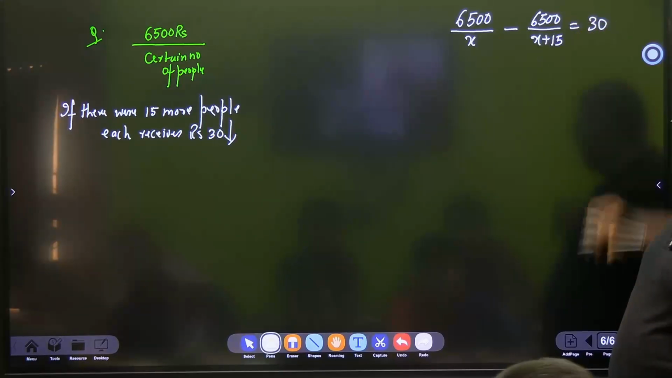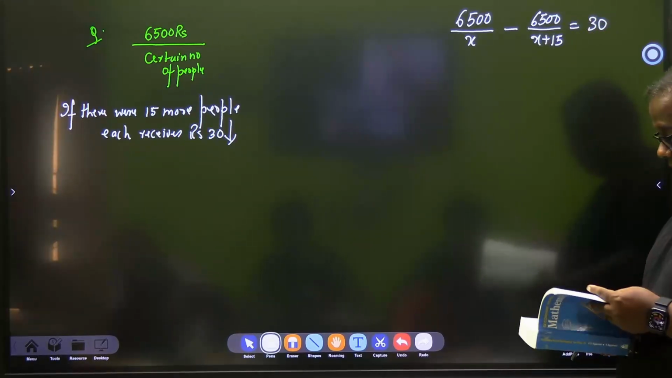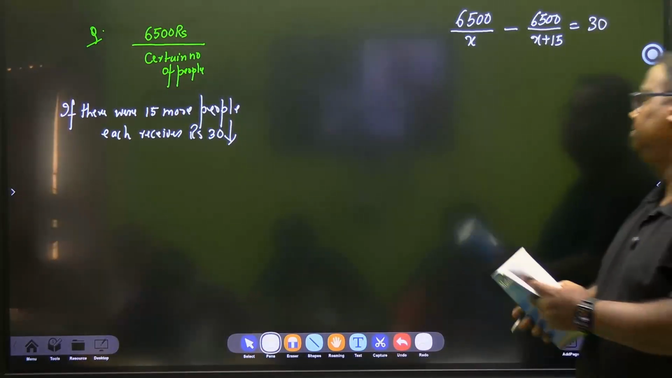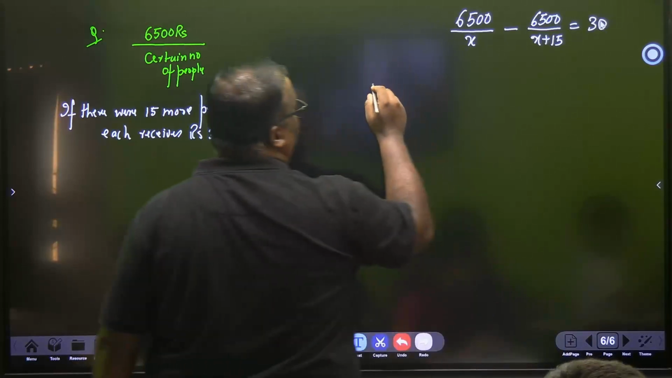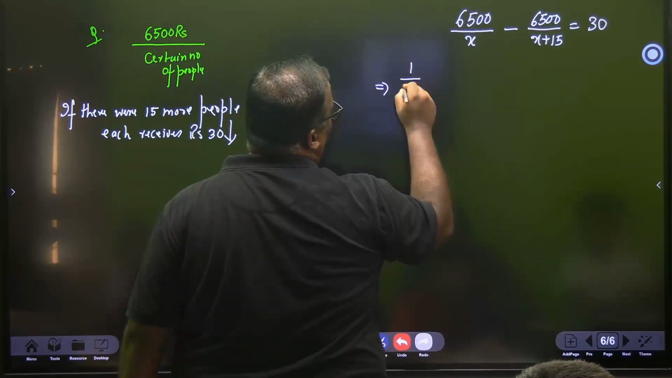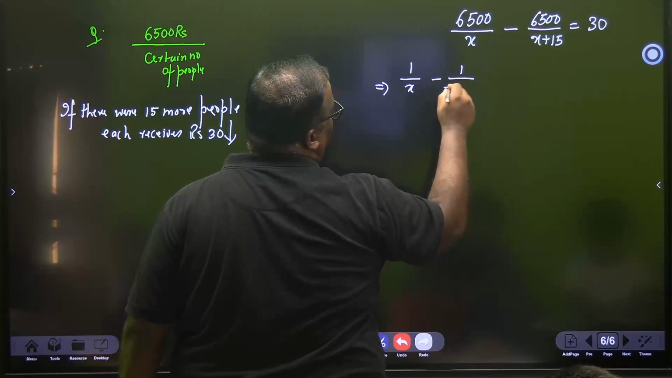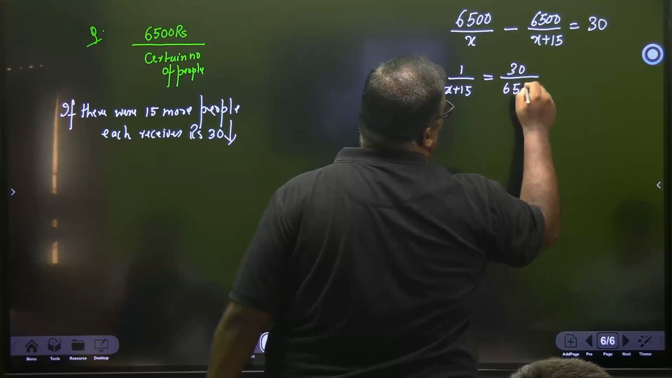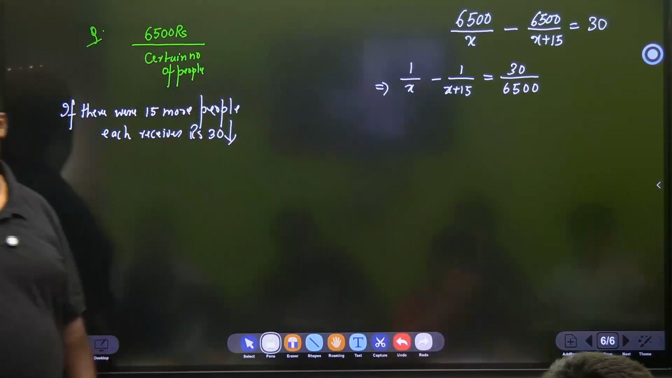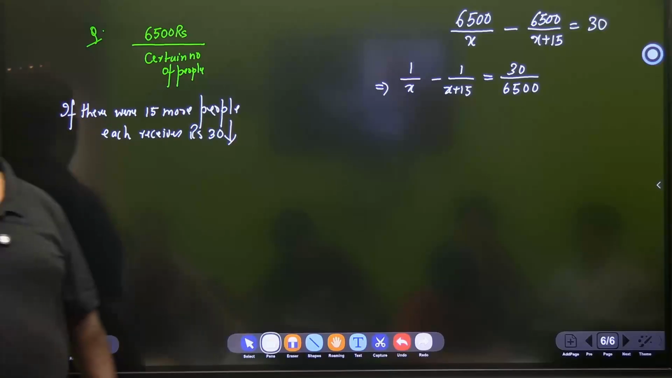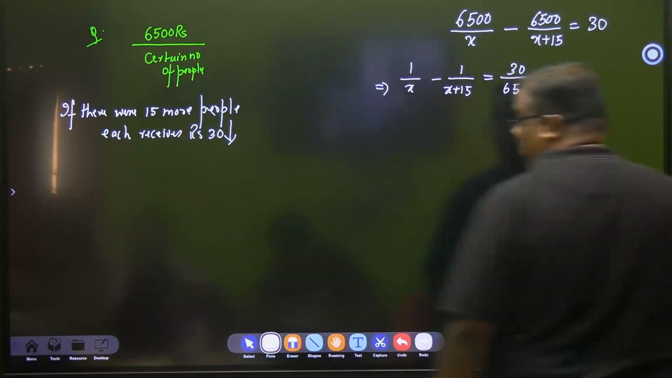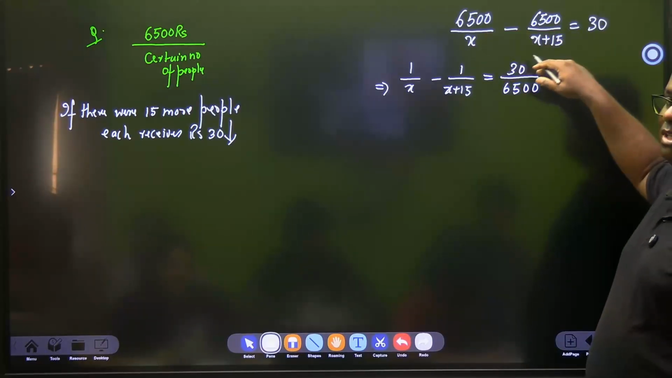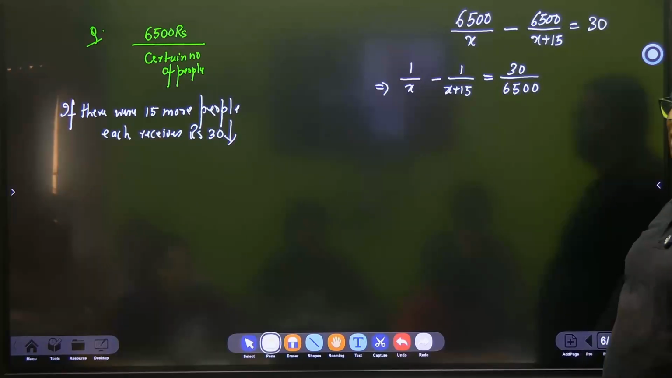Did you understand this, Raghav? Now how will you solve it? The quicker way to solve is to make it like this: 1 upon x minus 1 upon x plus 15. See whether you have understood this step. 6500. You are very weak in algebra. If you take 6500 common outside the bracket, then what is remaining? 1 by x minus 1 by this, and that 6500 goes and sits at the denominator.